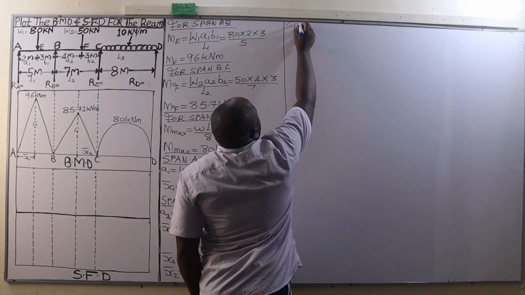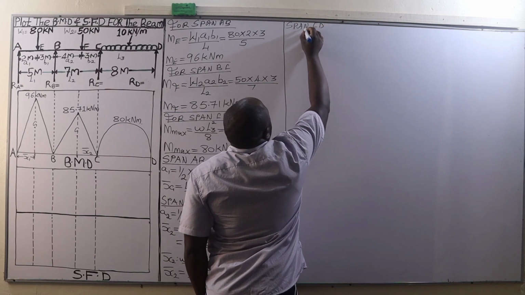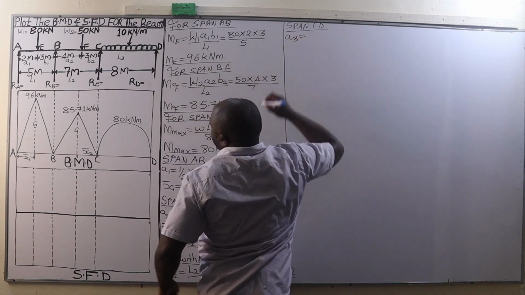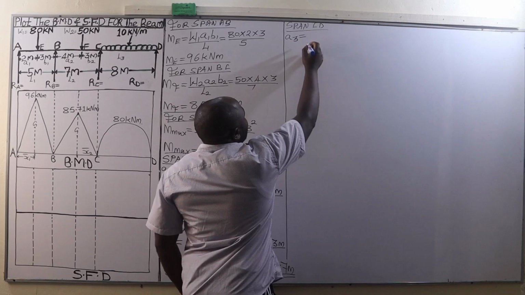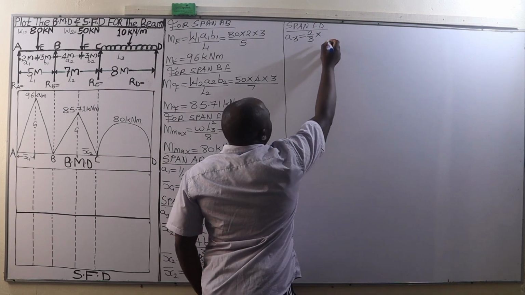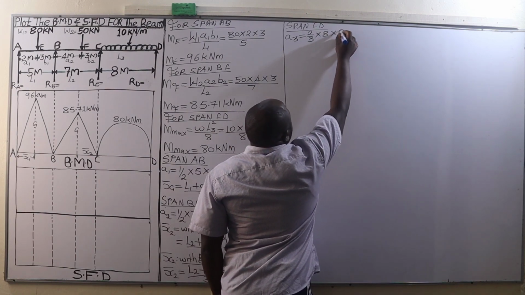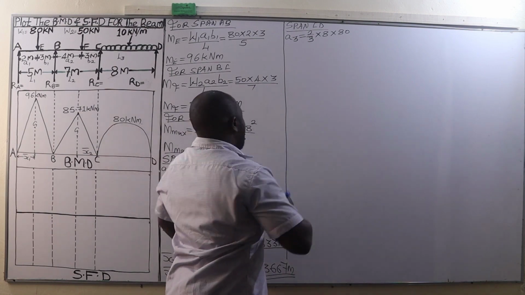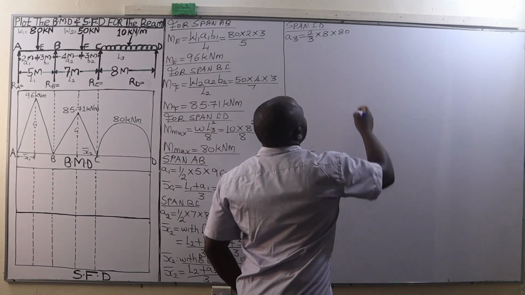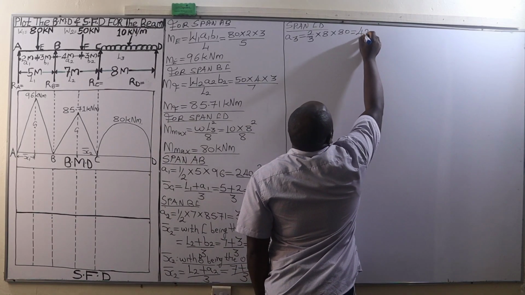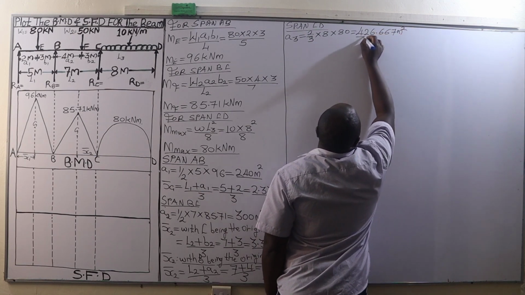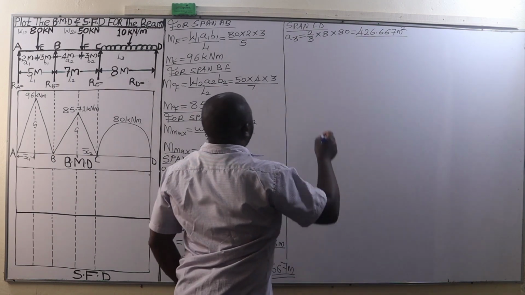So we are remaining with the last span, which is the span C to D. For span C to D, the area, that is A3, the area of this bending moment diagram will be given by this formula: 2/3 of its base, which is 8 meters, multiplied by its perpendicular height, which is 80 units. And that's going to give us an area of 426.667 square meters. So that is the area of that smooth curve.